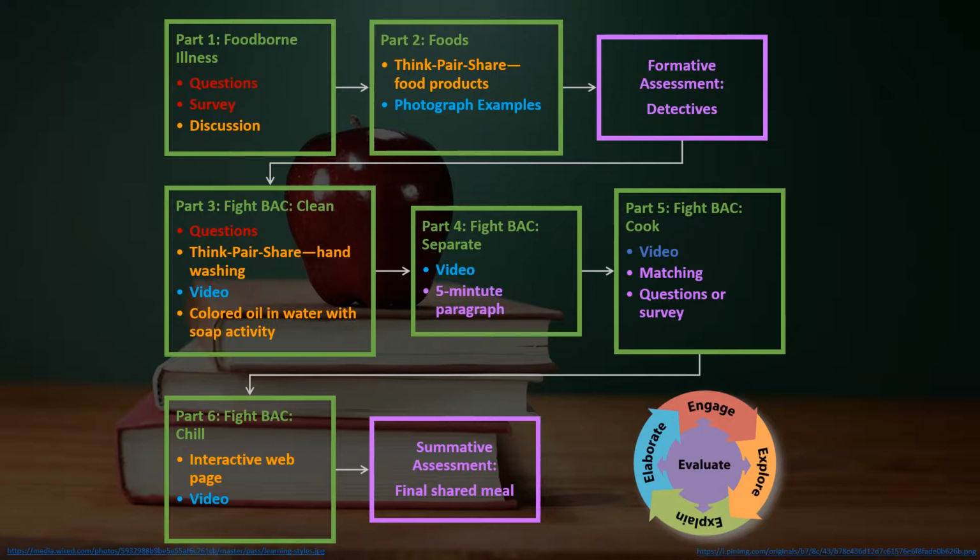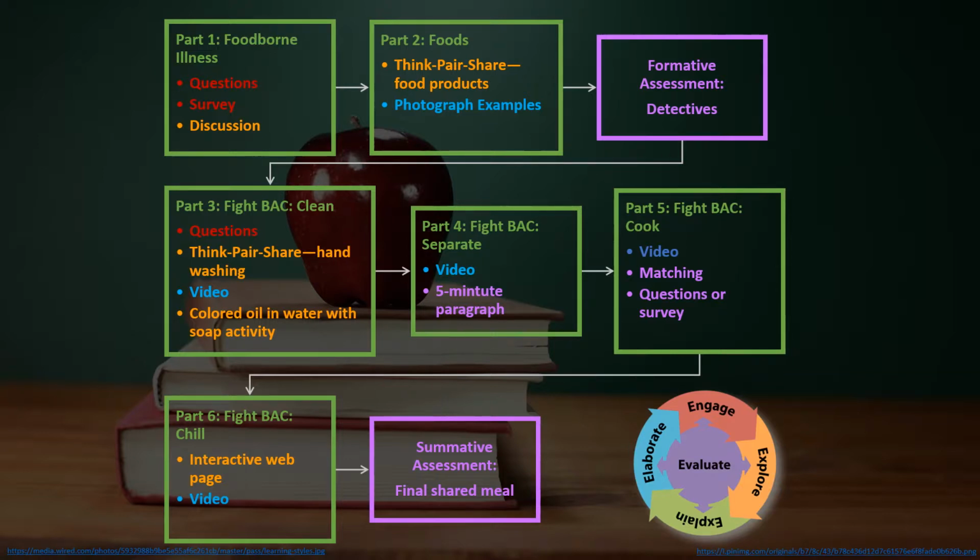On this slide, I have included the little 5E graphic for reference. Each of the 6 curriculum content parts that I have laid out in this particular unit is labeled here in the flowchart, beginning with foodborne illness, the foods that are implicated, and how to fight them with the 4 fight-back principles of cleaning, separating, cooking, and chilling.